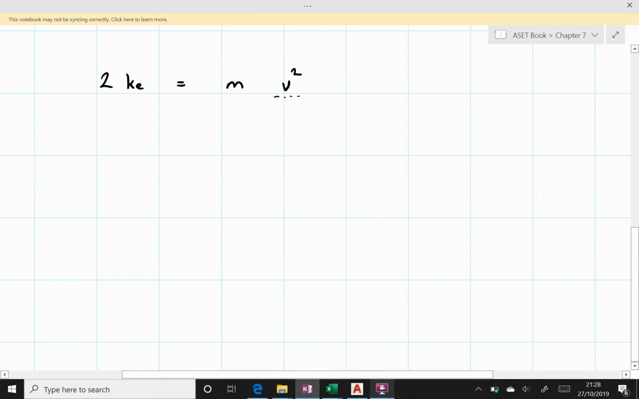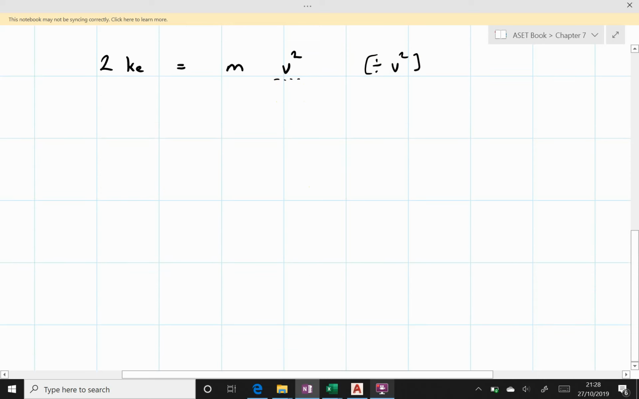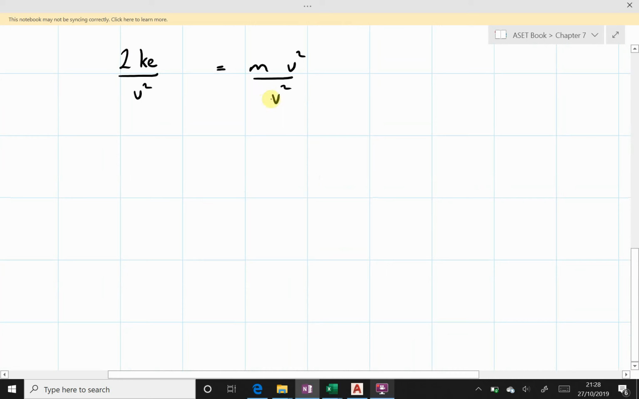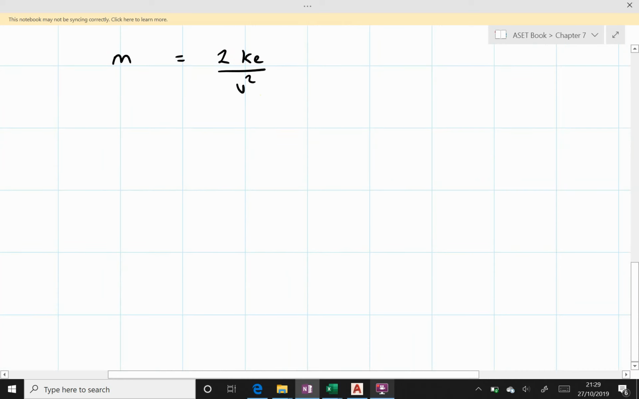We're now trying to eliminate this v squared on the right hand side, and to do so we will divide both sides of the equation by v squared. That then becomes 2 times kinetic energy divided by v squared equals m v squared divided by v squared, and of course any number divided by itself will cancel out, and so we arrive at mass equals 2 times the kinetic energy divided by v squared.